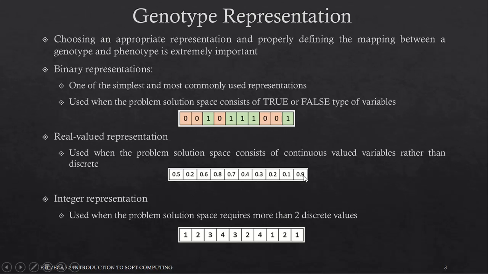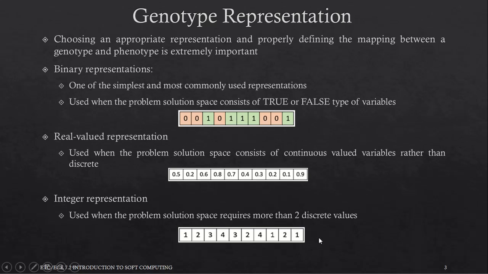The next genotype representation is the integer representation. In case of discrete valued variables, many a times the problem solution space is not limited to a yes or a no solution. For example, if you want to encode 4 directions, east, west, north, south, we can encode them as 0, 1, 2, 3. In such cases, integer representation is required. Then the chromosome may look like this.